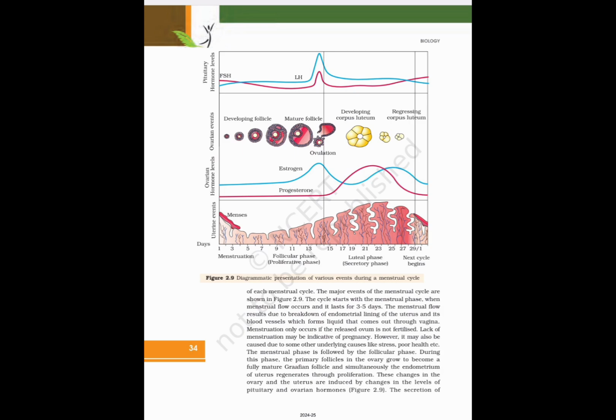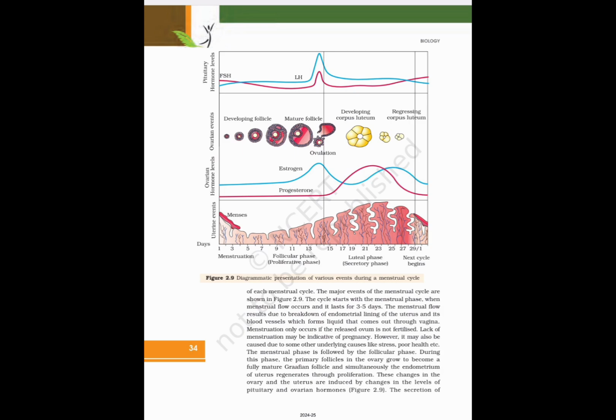The cycle starts with the menstrual phase when the menstrual flow occurs and it lasts for 3 to 5 days. The menstrual flow results due to breakdown of the endometrial lining of the uterus and its blood vessels, which forms liquid that comes out through the vagina. Menstruation only occurs if the released ovum is not fertilized. Lack of menstruation may be indicative of pregnancy. However, it may also be caused due to some other underlying causes like stress, poor health, etc.